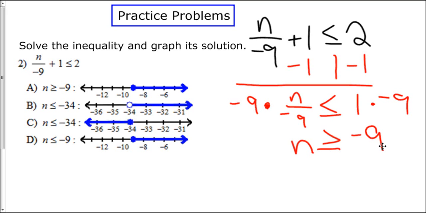I look at my solutions here. This is the only one that has n greater than or equal to negative 9. These graphs are the same, but this one is not graphed correctly. So A is my correct answer.